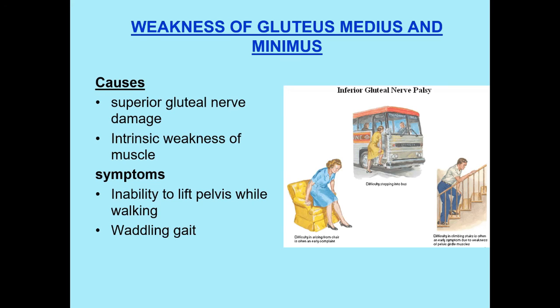Now in clinical application, weakness of gluteus medius and minimus is caused by superior gluteal nerve damage, leading to intrinsic weakness of the muscles. Due to that, the symptoms that arise are inability to lift the pelvis while walking and a waddling gait.